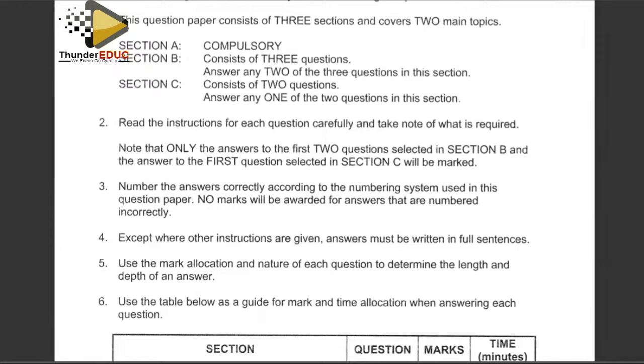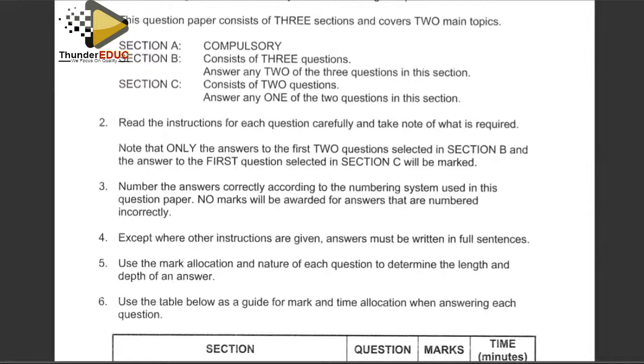Okay, right, great talks. So now the next instruction reads as follows. Except where other instructions are given, answers must be written in full sentences. So now the next one, which is instruction number 5, use the mark allocation and nature of each question. The nature of each instruction is given and must be written in full sentences.